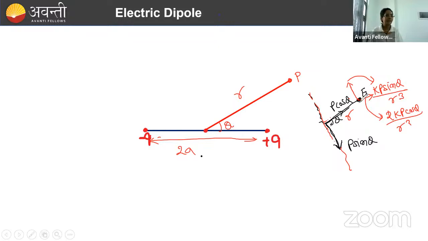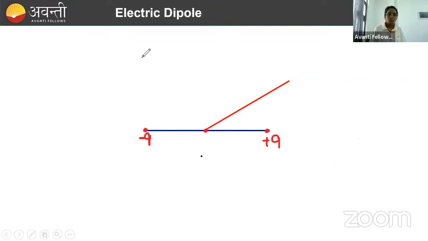Now these two are at 90 degrees. The net electric field will be in this direction. You can calculate it back, right? So this was the logic. Done.